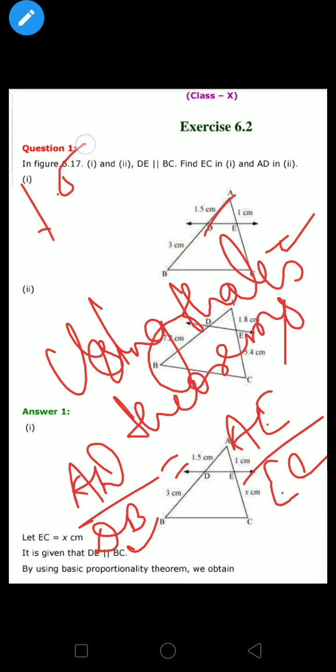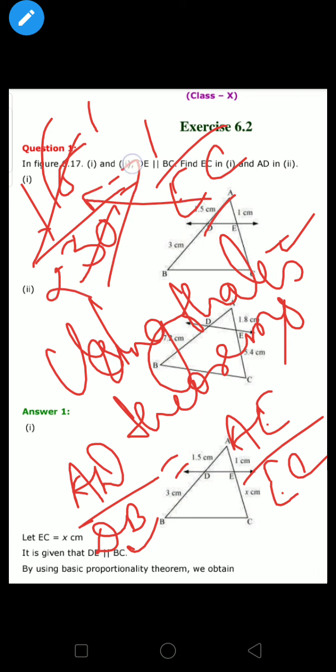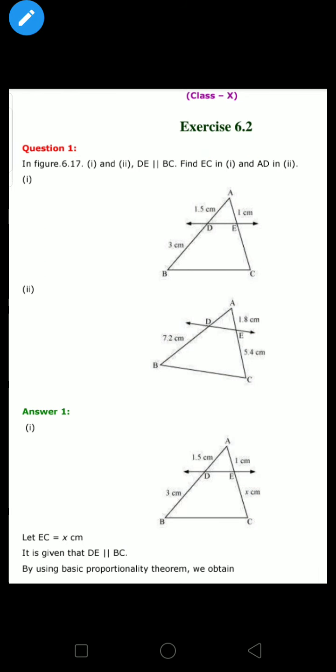What is the value of AD, students? That is 1.5 upon 3 is equal to 1 upon EC. When we remove the decimal from there, we will get 15 in the denominator. So 15 1s are 15, 15 2s are 30. Now when you do cross multiplication, you will get the value of EC, that will be 2 centimeter. Okay, students? That is very simple. You have to use only Thaler's theorem.